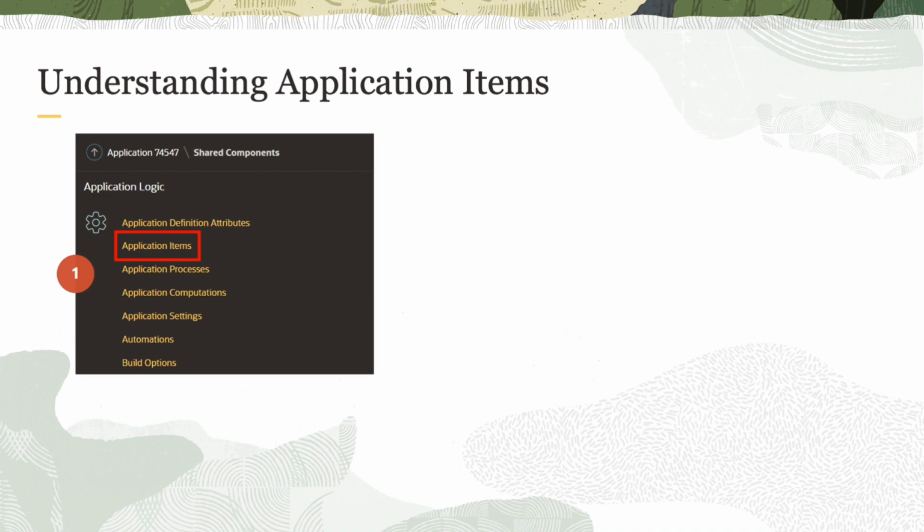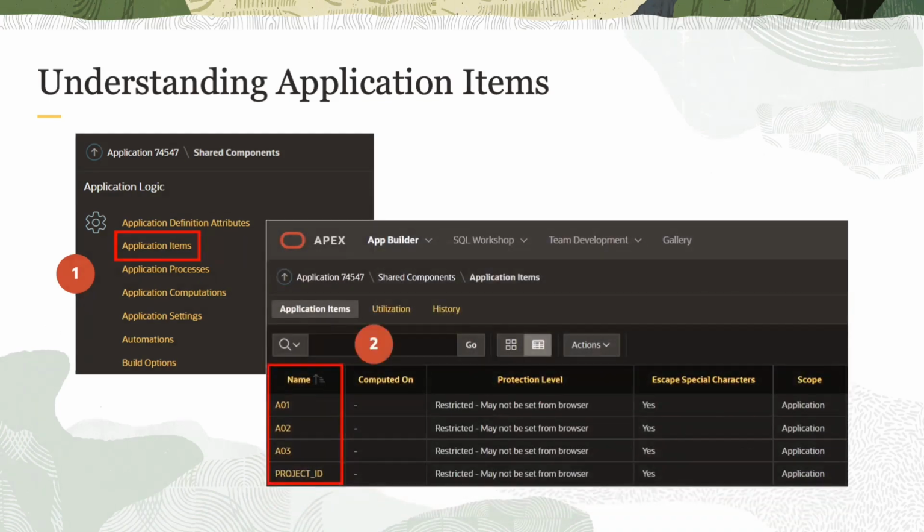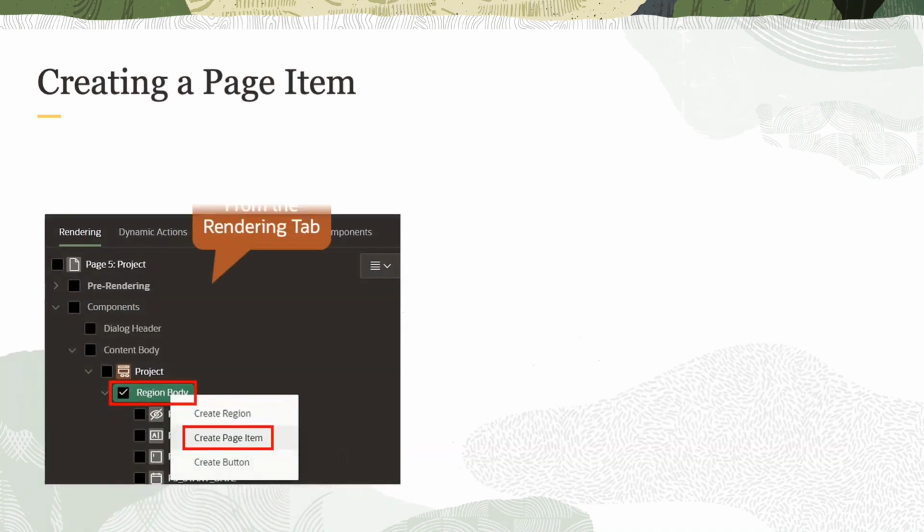To access the Application Items page, you need to navigate to the application home page and click Shared Components. Under Application Logic, you select Application Items. The Application Items page is displayed. On the screen, you see an example of application items from a completed application. Now let's move on to page items.